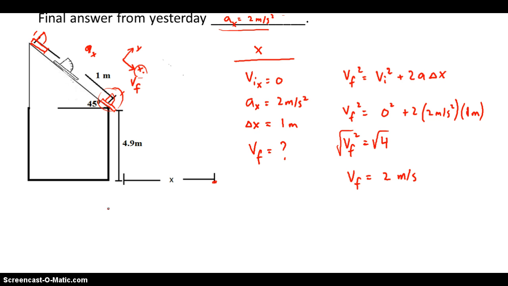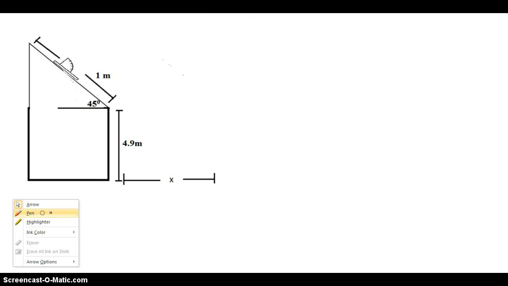The next part of it is we can visualize this as a separate problem. We want to look at this now as a problem where we have a projectile. We know what the initial speed is. We just found that in our last part to be 2 meters per second. So this is 2 meters per second. And we also know with what direction it's going.